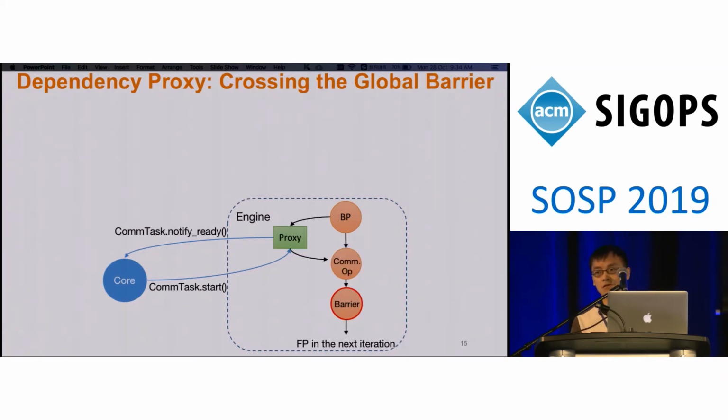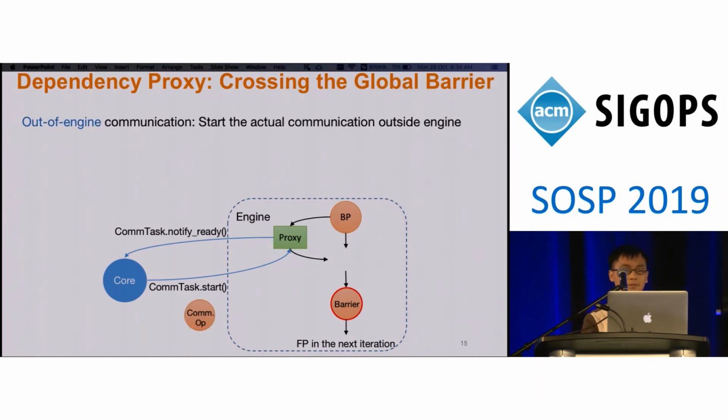So as mentioned before, some frameworks like PyTorch and TensorFlow have a global barrier between 2 consecutive iterations, and this barrier would make any scheduling ineffective. So how should we handle this case? Here, we also use the dependency proxy to cross the global barrier. And the basic idea is out-of-engine communication. Specifically, we replace the original communication operation with an asynchronous operation. And the asynchronous operation starts the actual communication in the background and lets the global barrier pass.